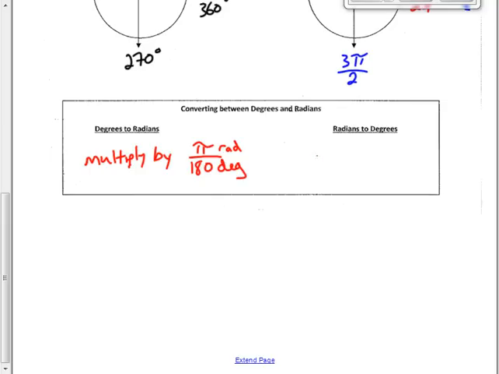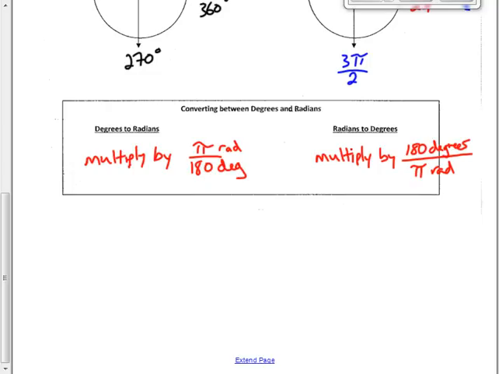When you're going from radians to degrees, you're going to multiply by 180 degrees, because that's what you want to turn it into, over pi radians. Okay, and rad is going to stand for radians.